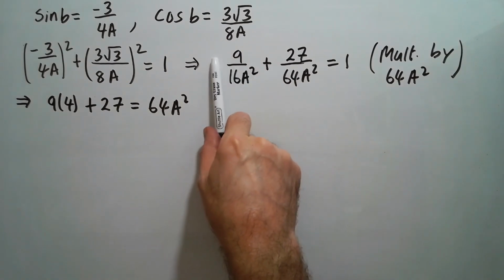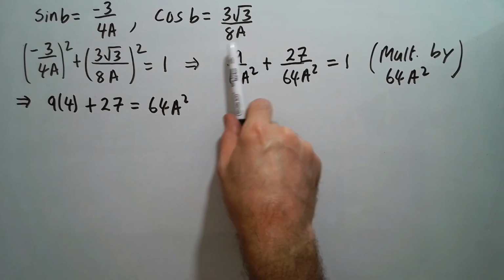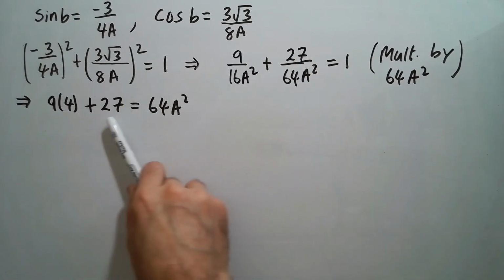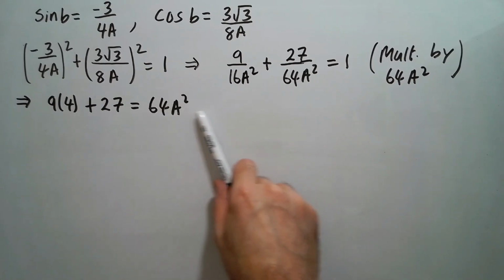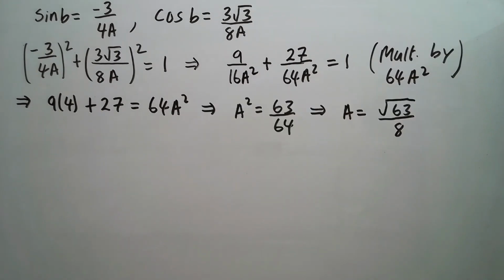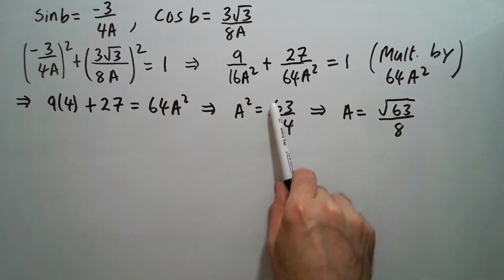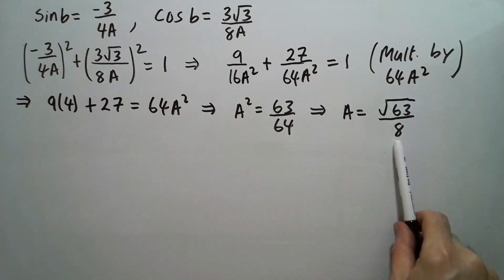So 64a squared times the first guy here, 16 goes into 64 4 times, there'll be 4 times 9 left here, and 27 left here, and 64a squared left here. So solving for a, then we get a squared equals 63 over 64. Taking the square root, a will be square root of 63 over 8.